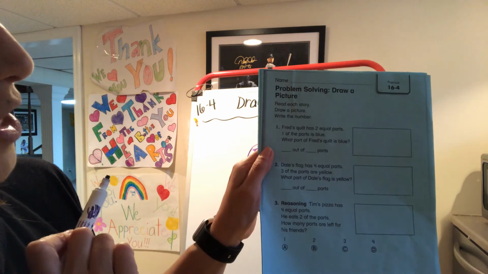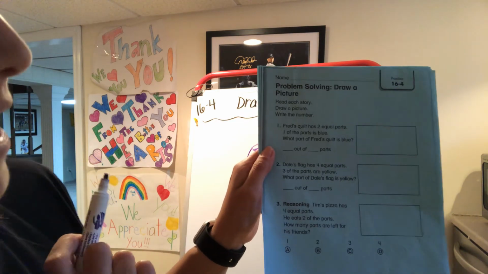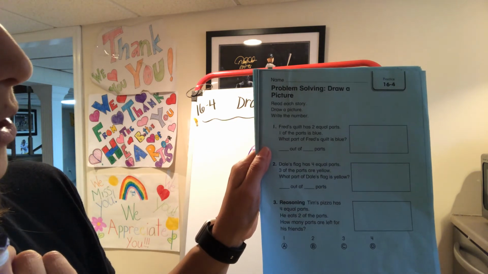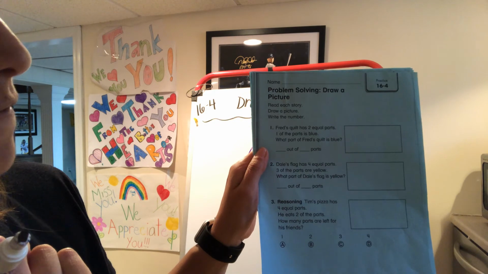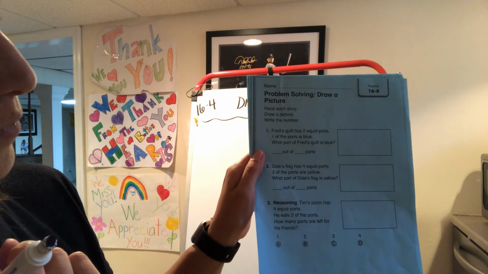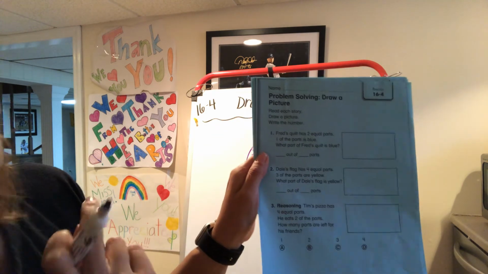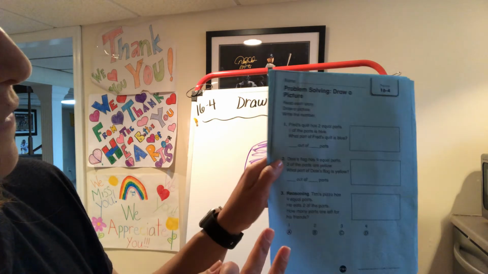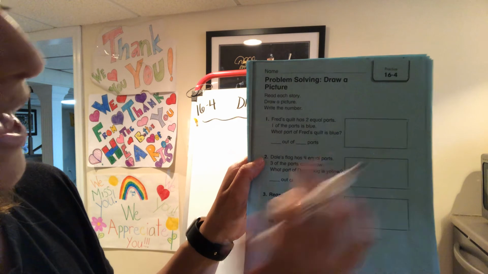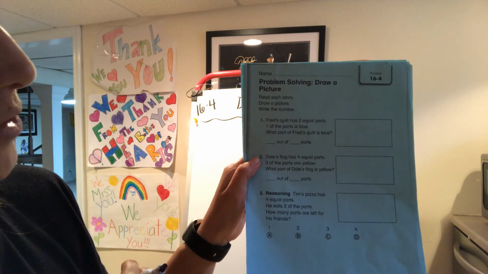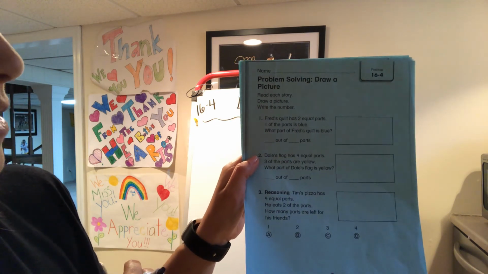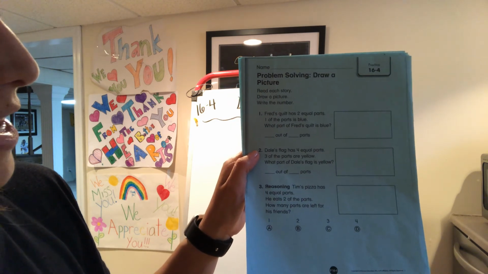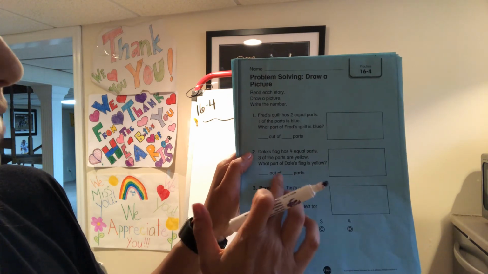Number 1, Fred's quilt. A quilt is a blanket. Has 2 equal parts. One of the parts is blue. What part of Fred's quilt is blue? Blank out of blank parts are blue. Number 2, Dale's flag. We could pretend this is the flag. Has 4 equal parts. 3 of the parts are yellow. What part of Dale's flag is yellow? Blank out of blank parts.